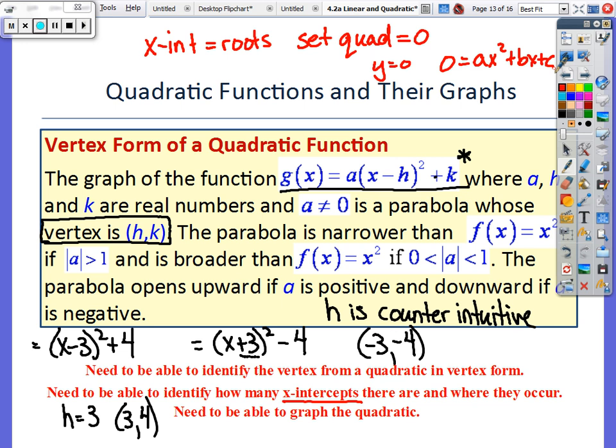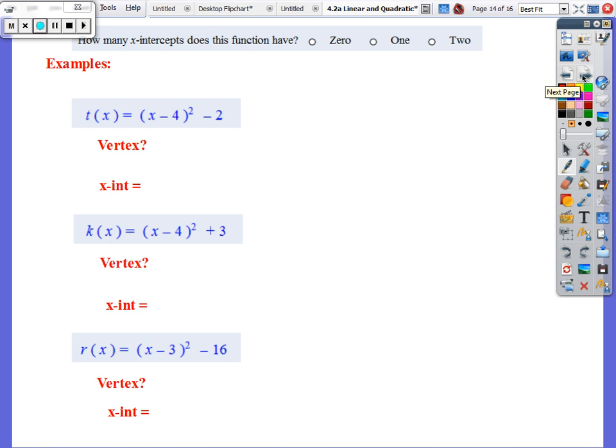And then we need to be able to graph the quadratic. So I need to be able to identify the vertex from vertex form. I need to find the x-intercepts, which is simply setting the function equal to 0. And I need to be able to graph the quadratic, which again, a t-chart. Use your vertex, use your axis of symmetry. Those kind of things will help you graph a little bit easier. So let's look at some problems here. It says, how many x-intercepts does the function have? This goes for each of the examples here. I have 3 examples. So we take a look at the first one.